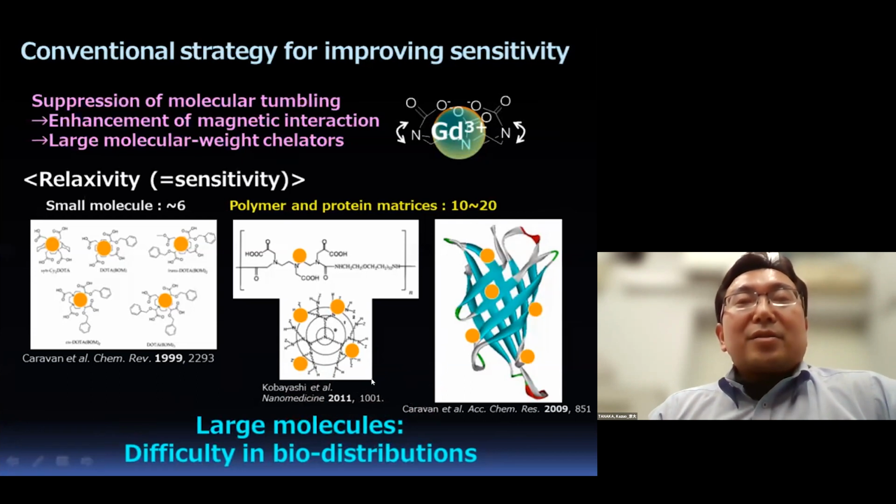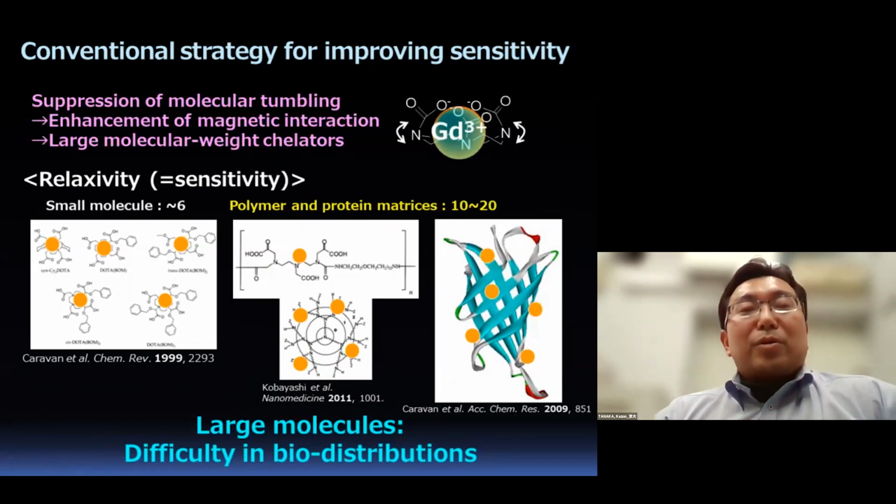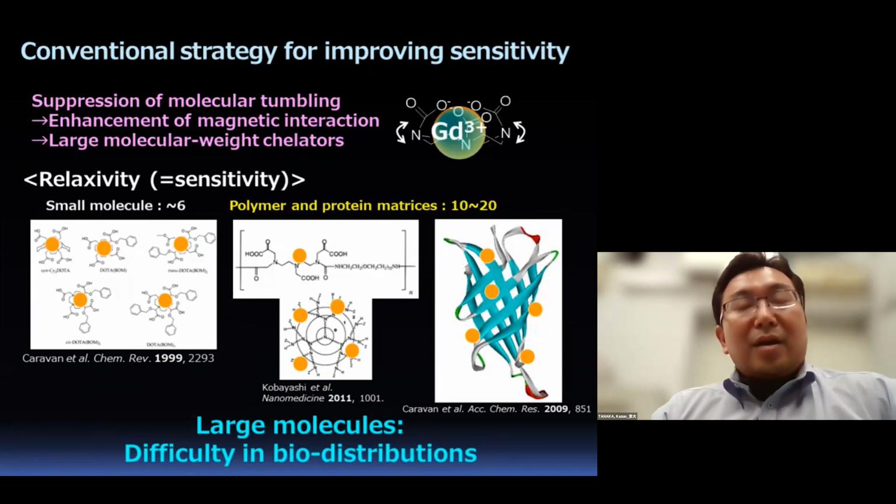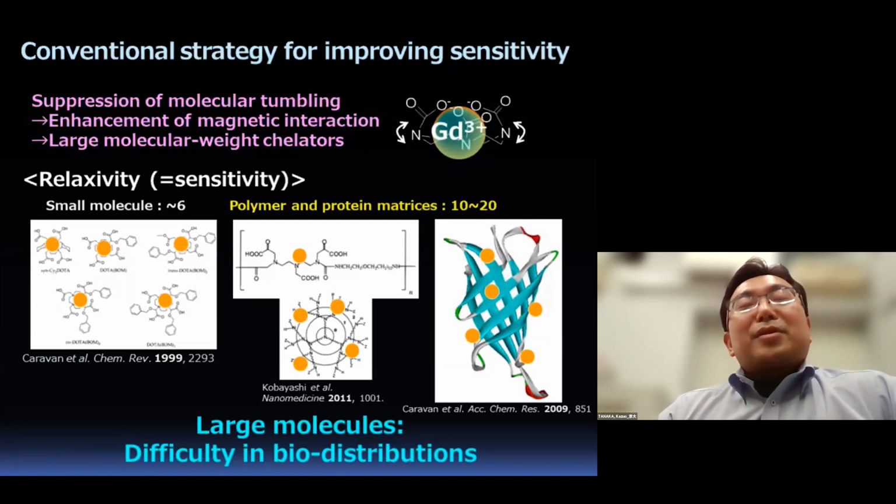In our body, these molecules should be rapidly eliminated, because these molecules cannot be absorbed into the cell. As a result, these materials should be rapidly eliminated from our body. Therefore, it is essential to develop a new MRI contrast agent with small size and low molecular weight.